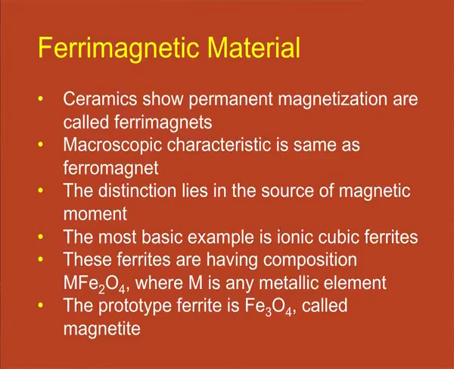Now, as we discussed, the macroscopic characteristic is same as ferromagnet, but the distinction lies in the source of magnetic moment. The most basic example is ionic cubic ferrites. These ferrites have composition MFe2O4, where M is any metallic element. Now, the prototype ferrite is Fe3O4, which is called magnetite.